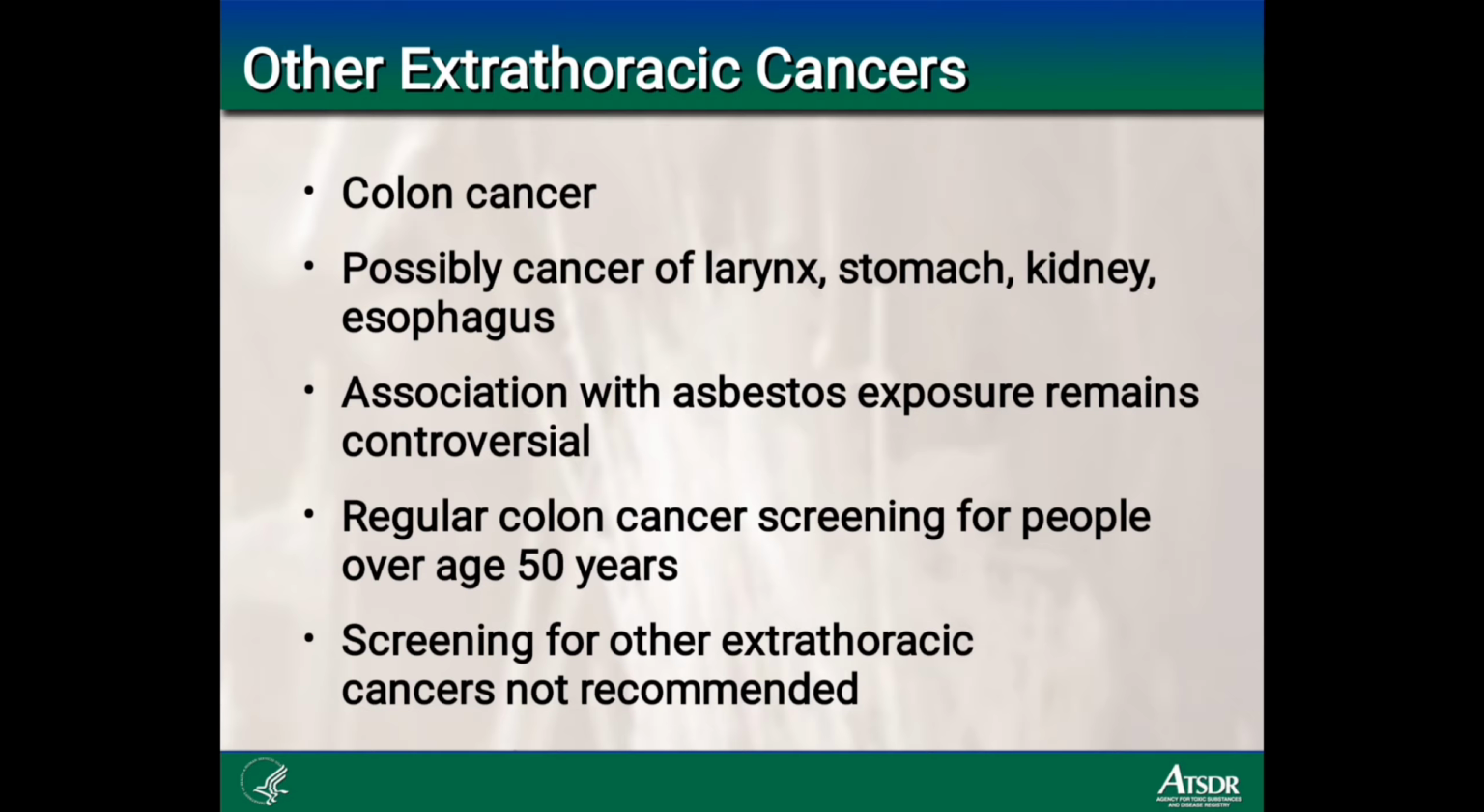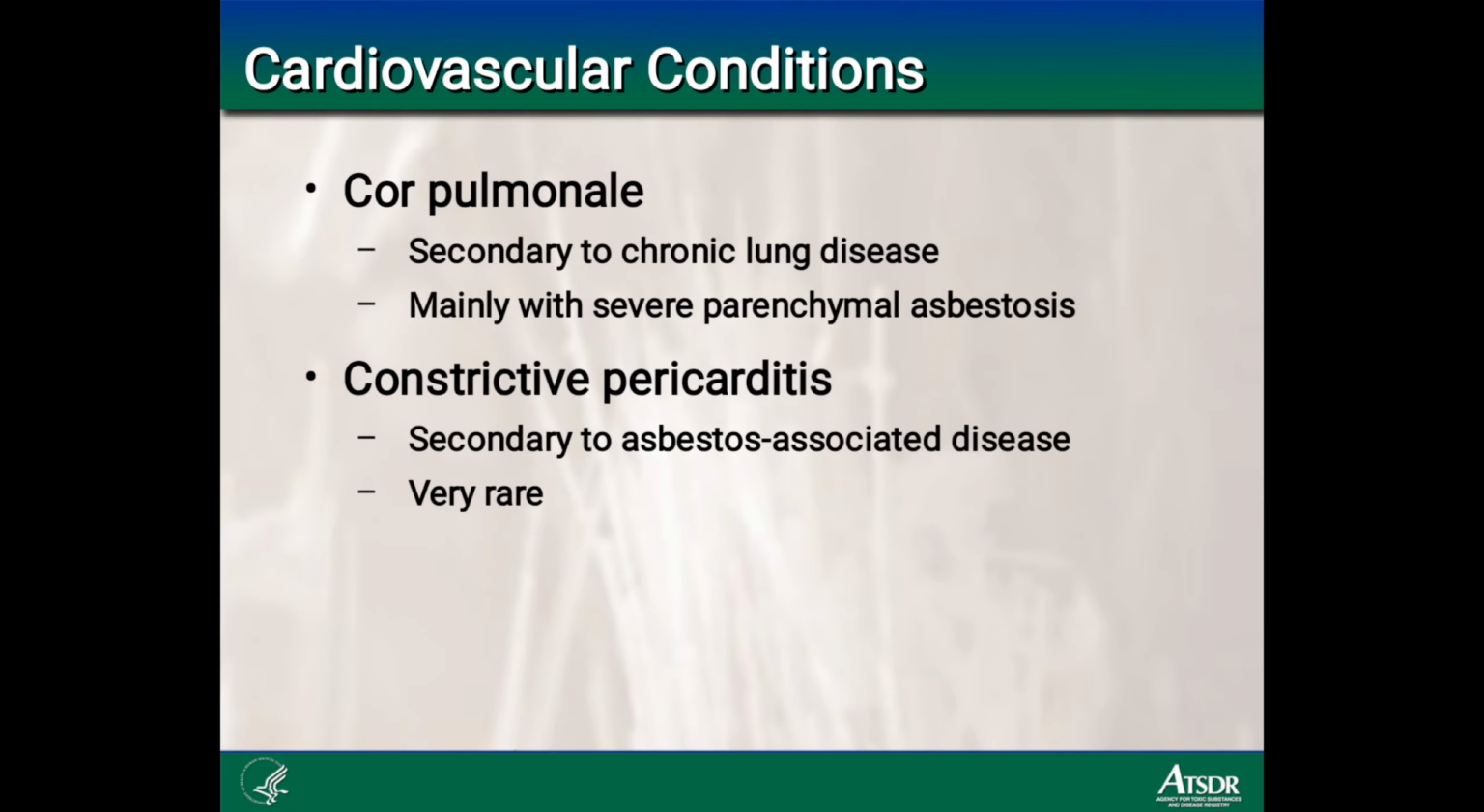Now, there are some other types of extrathoracic cancers like colon cancer, possibly cancer of larynx, stomach, kidney, esophagus. Association with the asbestos exposures remains controversial. Regular colon cancer screening is done for people over age of 50 years. So we do regular screening tests for people who are above 50 years so that we know if they are suffering from extrathoracic cancers. Screening for other extrathoracic cancers is not recommended.